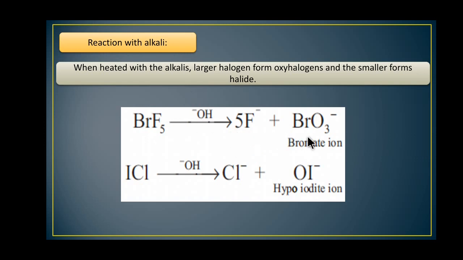It gives BrO3 minus, the bromate ion, and F minus. When an AB type, for example ICl, reacts with alkali, it will give Cl minus plus OI minus, the hypoiodite ion. It is possible for the reaction in alkali medium. It's a basic medium.